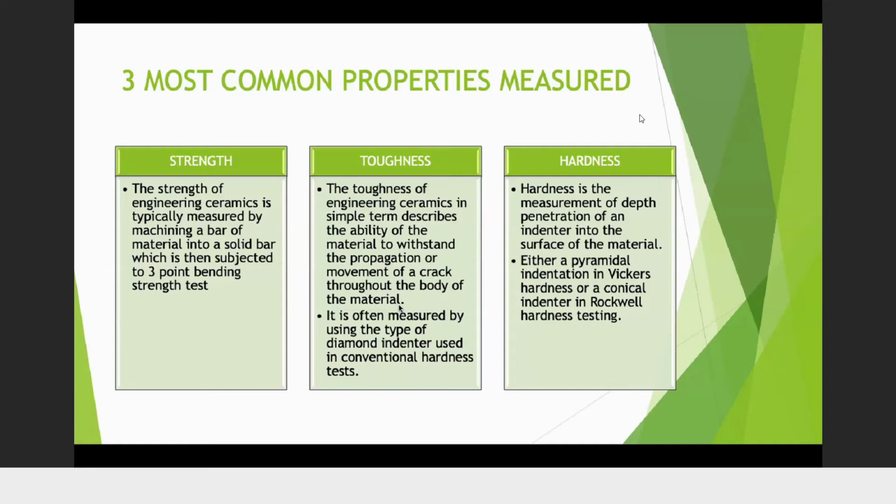Okay, so ceramic materials are very unique in a way that even though you use the same material and the same methods, and you are the one preparing a few samples, there could be a difference in strength. Although you prepared 10 samples, there is a possibility for difference in strength because ceramics is sensitive to cracks, the existence of cracks inside the ceramics body or the length of the crack. Therefore, these are the common properties that are measured in ceramics.